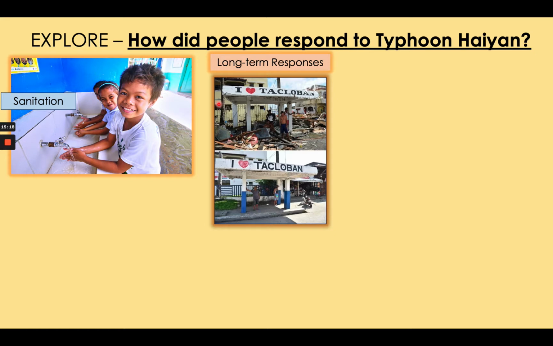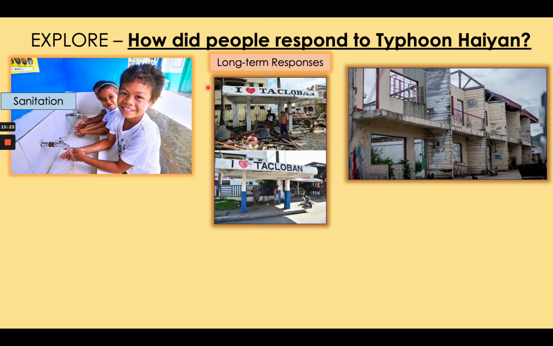Another long-term response which happens after is reconstruction. This is an example of hazard mitigation because it reduces the chance of future hazards causing the same damage. This building here and this one here have been built back better. It means making buildings stronger than they were before and designed better than they were before so that if a similar sized tropical storm hits the Philippines, it doesn't cause as much damage.